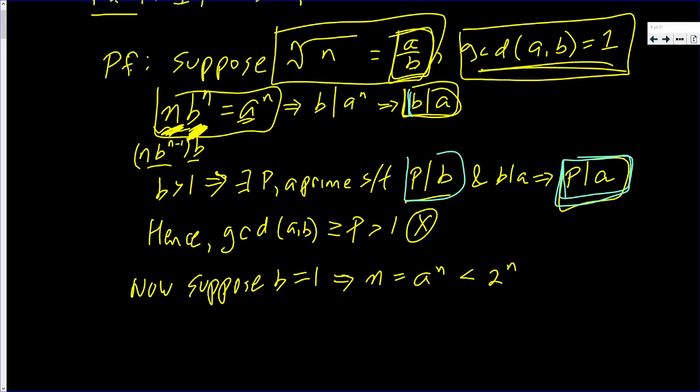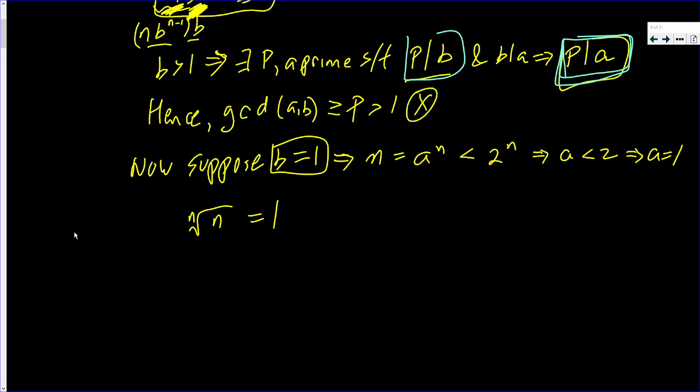Now, that implies that a is less than 2. That implies a is 1 and b is 1. Okay, we're getting there. So the nth root of n is 1. Wonderful. But what can n be? This means that n to the 1 over n is 1. That means n to the 1 over n, raised to the n, is equal to 1 raised to the n.